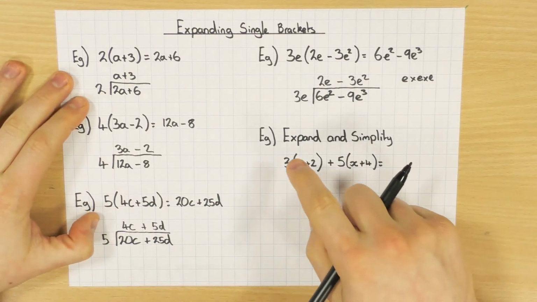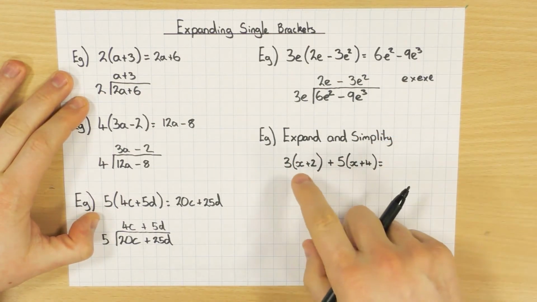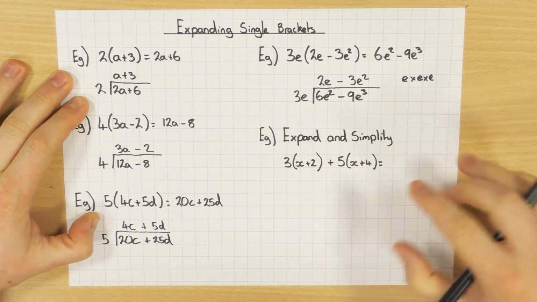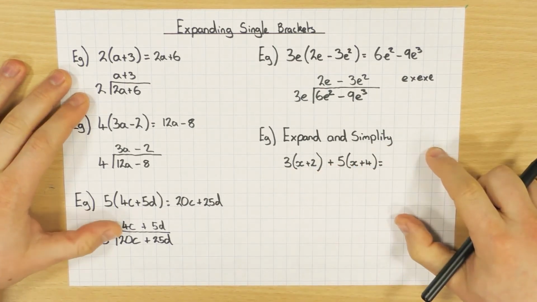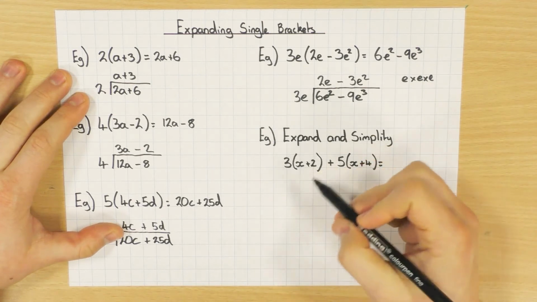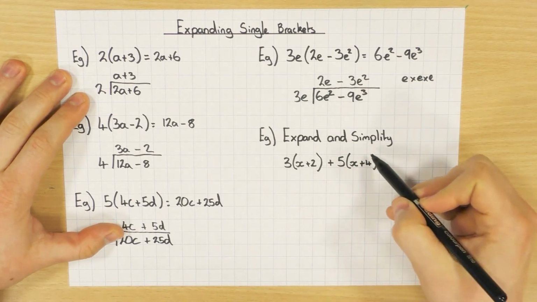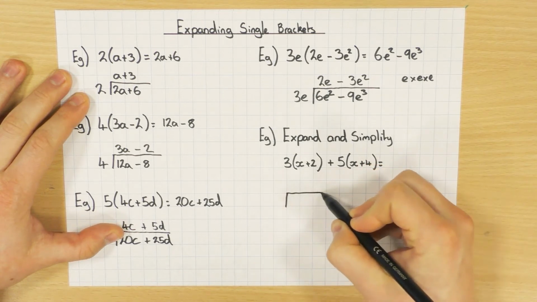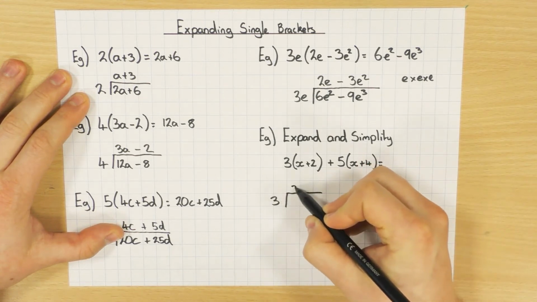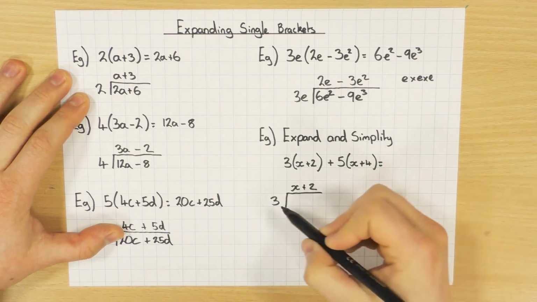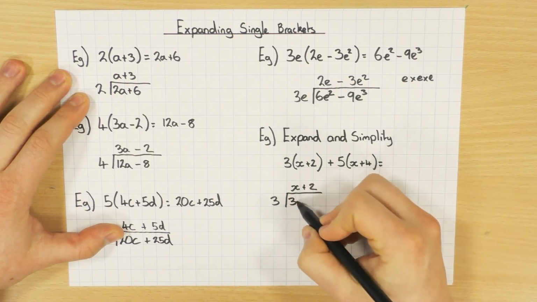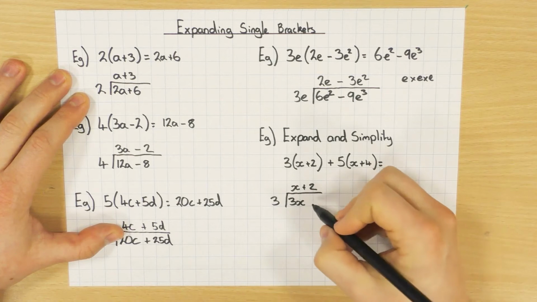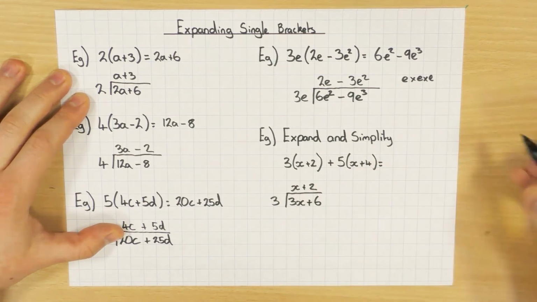Now we're going to have a look at expanding and simplifying single brackets when there's two of them and we're adding or taking away in the middle there. Take it step by step. Expand this first one, then expand this second one. So let's do that. Let's do the first one. So 3 on the outside, x plus 2. 3 times x is 3x. 3 times 2 is 6.